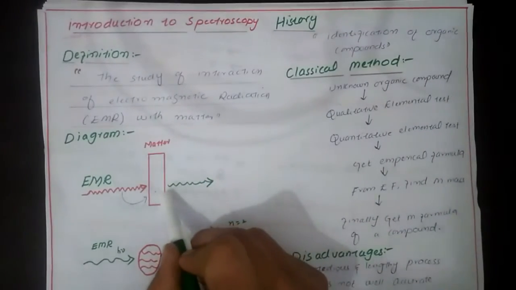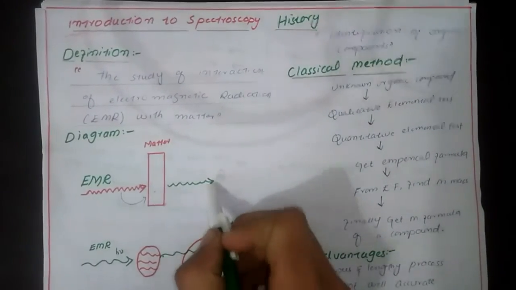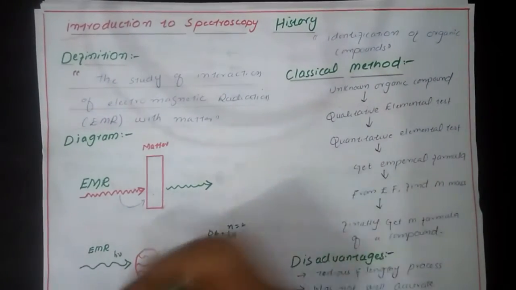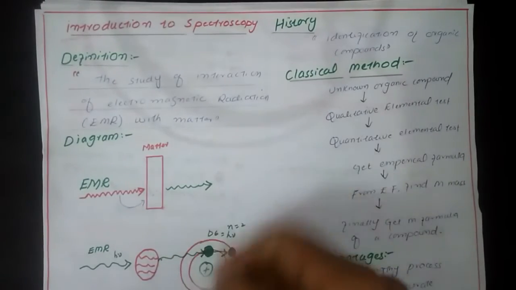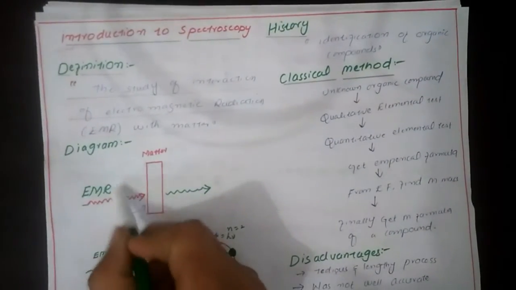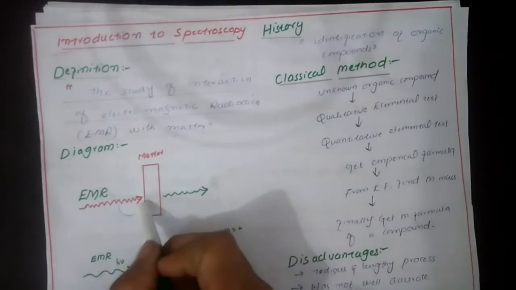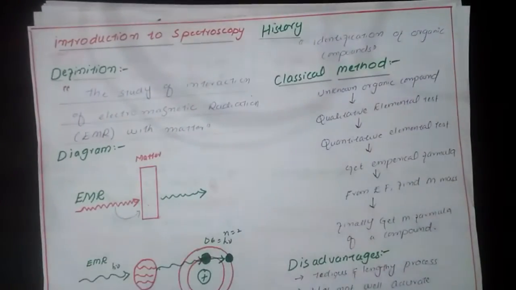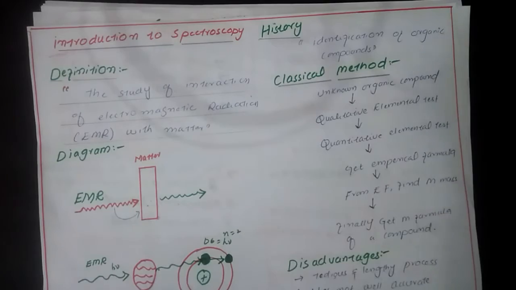So after interaction, we do interpretation of this electromagnetic radiation so that we know what type of interaction has taken place here, right? So the study of interaction of this electromagnetic radiation with matter is called spectroscopy.